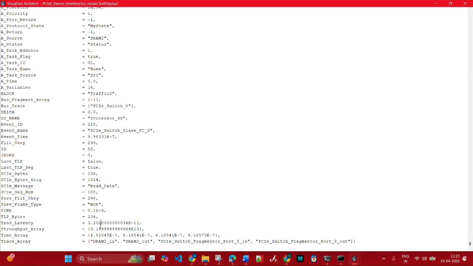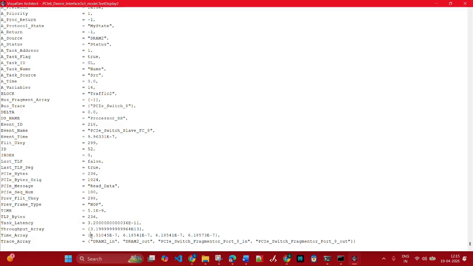So my task latency is 32 into 10 power 12, whatever. So that much is the latency. And similarly, my throughput array is this much. These two are the parameters that we generally look at. And here is the time array.